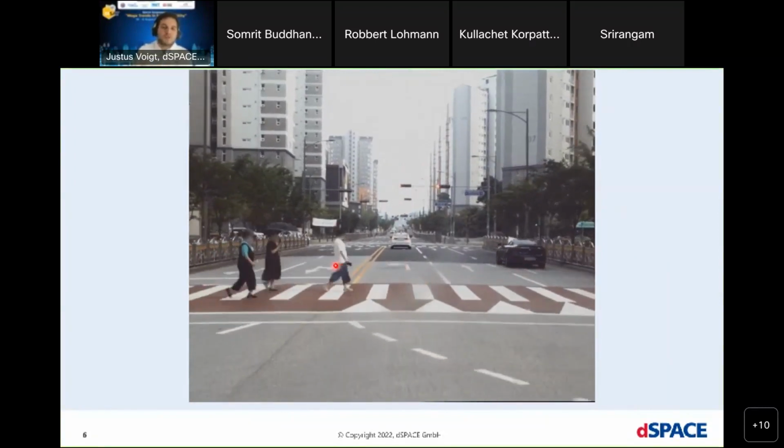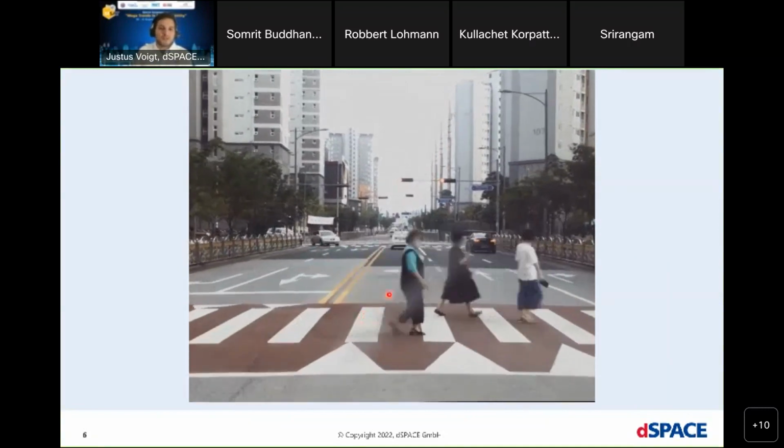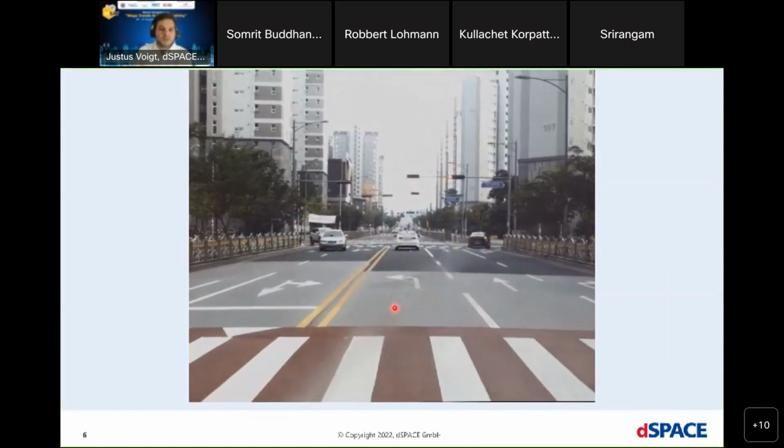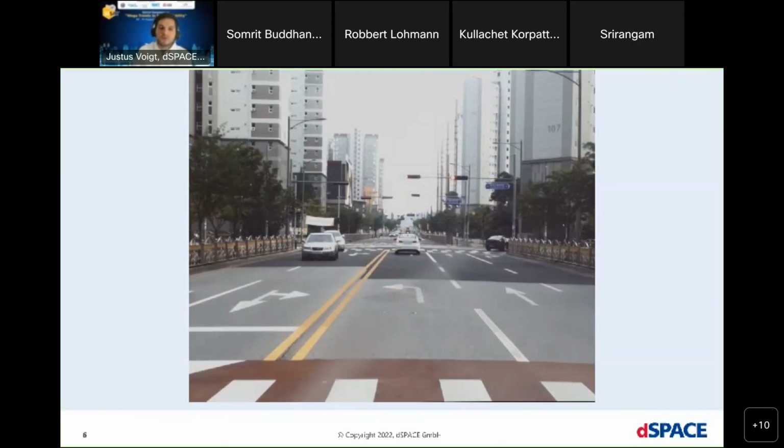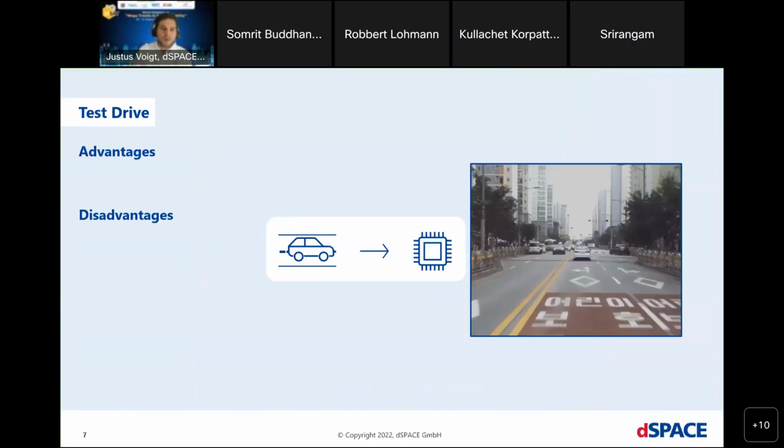But now imagine you have to test and validate a complex autonomous driving system, which is responsible for taking control of the car and bringing the passenger safely to their destination. So how can you test such a system? One way is, as we see, the real test drive. Here we take our vehicle with the ECUs and check how it behaves.